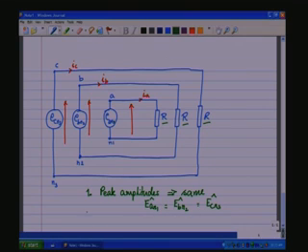Now, we apply the second constraint. Each of the sources has a phase shift of 120 degrees with respect to each other. Each of these sinusoidal sources has a phase shift of 120 degrees with respect to each other. That is the second and the most important constraint that we are going to apply.